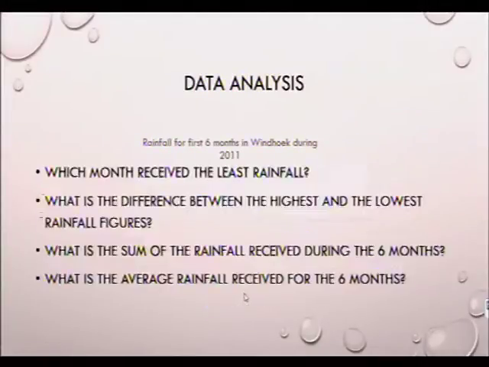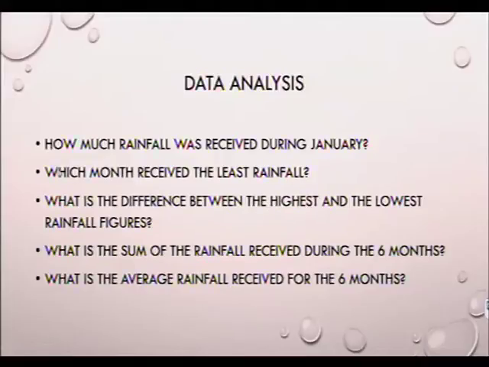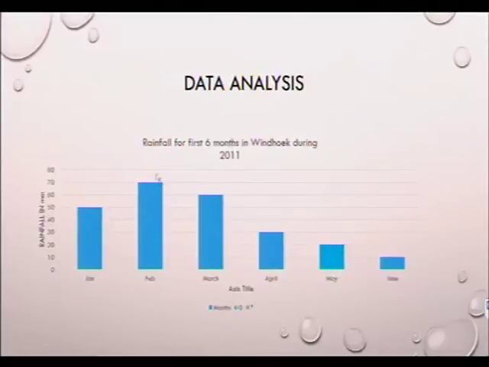Go to my next question. Which month received the least rainfall? So now, what do I have there? There, June. So from my graph, I can immediately identify that June received the least rainfall for that year.